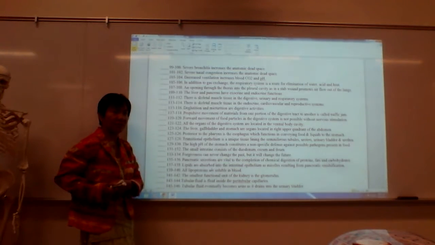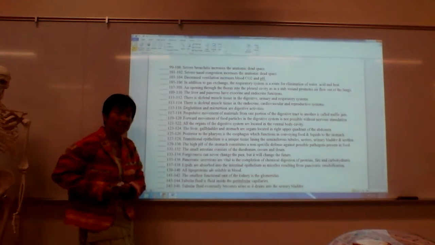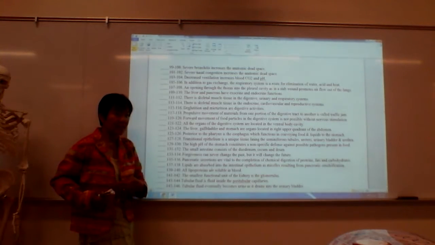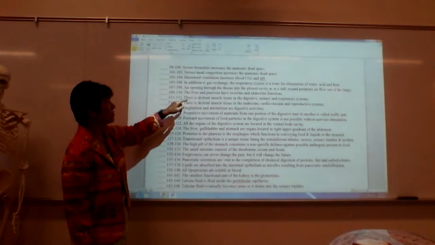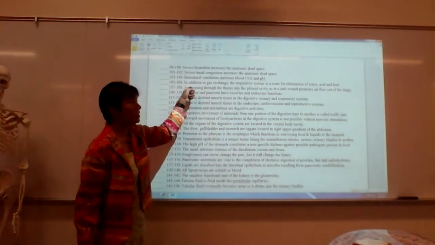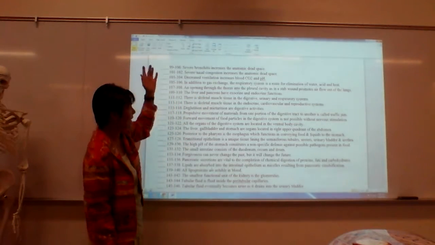That's why when a patient comes in with a stab wound, you don't pull the knife out. You just keep the knife there and take the patient in, because if you pull it, air will go inside and that lung will collapse. So this statement is false. The air goes inside, not out.